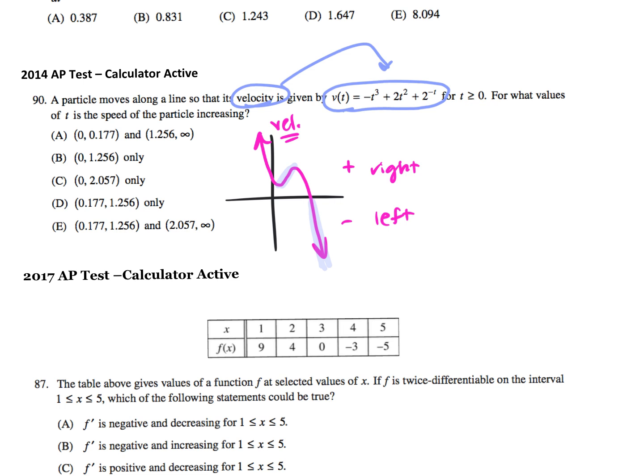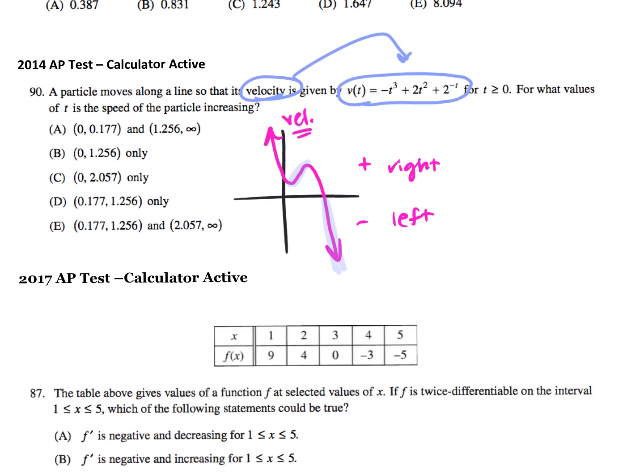So are these points x values? X ranges? Correct. Good call. Wait a minute, these look like points, but these are x intervals: from x of 0 to x of 0.177, and from x of 1.258 to x of infinity.